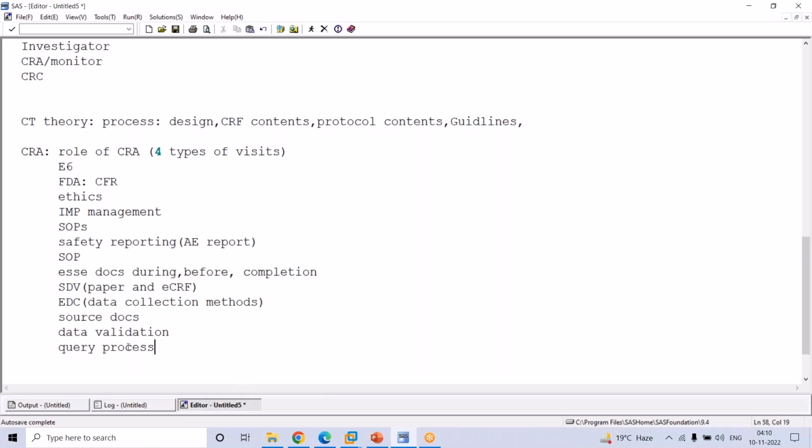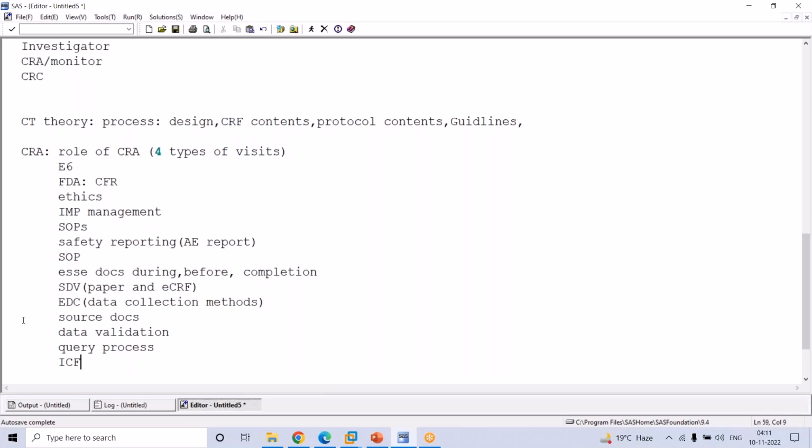Okay. Site initiation process, site selection process, especially in the IP management, what we are going to cover: randomization, blinding, unblinding process, collecting data after closeout visits. So informed consent form, ICF. So this all will be covered in the CRA.